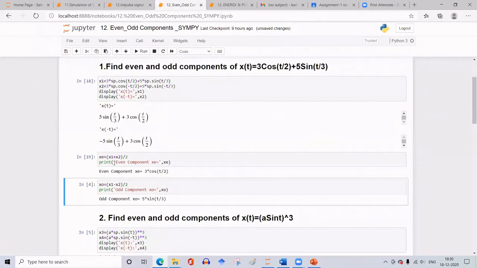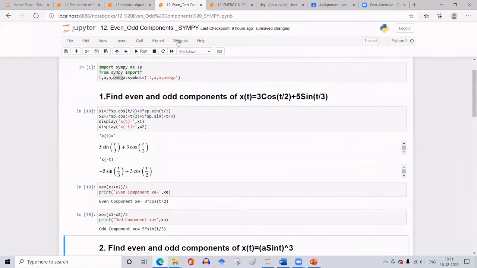Okay. So when I run this, the even component xe is equal to, when you add these two and divide by 2, these two terms get cancelled, you get 3 cos of t by 2. And the odd component is x of t minus x of minus t whole divided by 2. So if I run that, I'll get this.